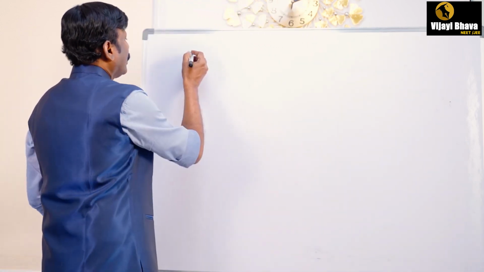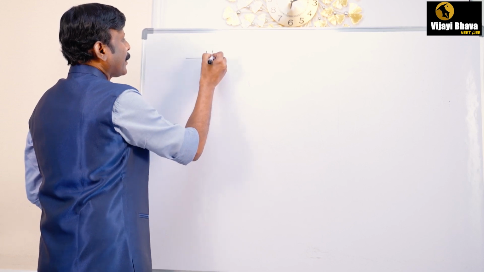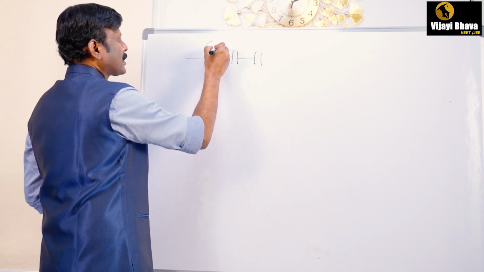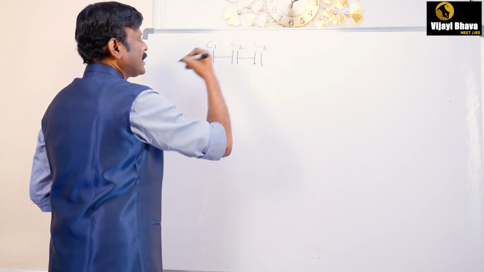Hey young buddies, in this session let us learn about effective capacitance in series combination, the equation for effective capacitance in series combination. Here we go. Consider three capacitors of capacitances C1, C2 and C3.